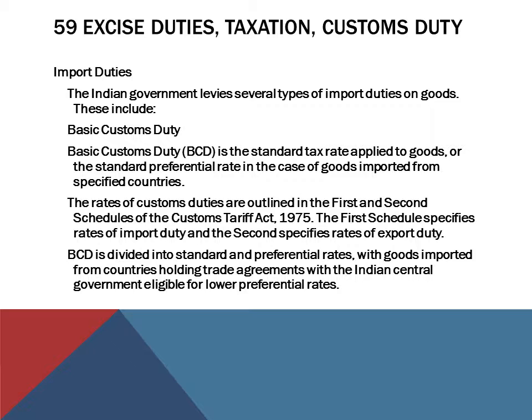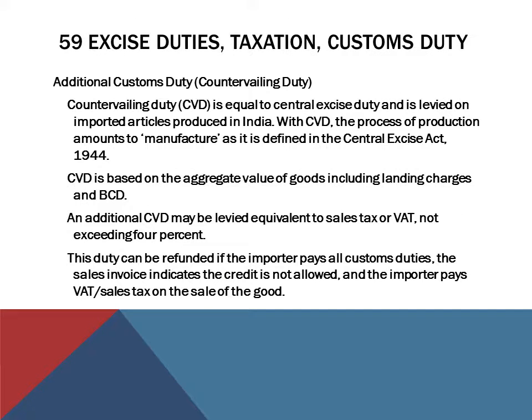BCD is divided into standard and preferential rates, with goods imported from countries holding trade agreements with the Indian central government eligible for lower preferential rates. Additional customs duty, that is countervailing duty. Countervailing duty, CVD, is equal to the central excise duty and is levied on imported articles produced in India.